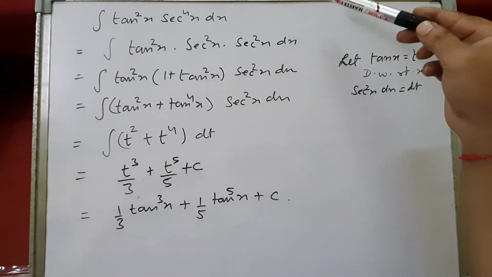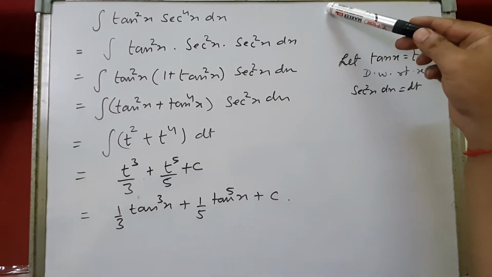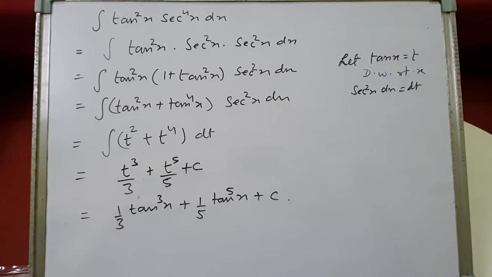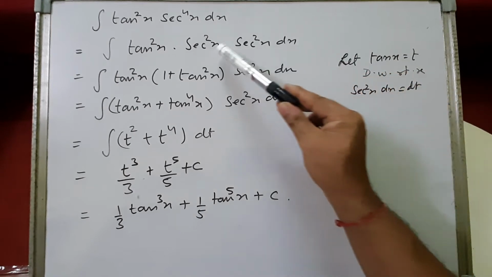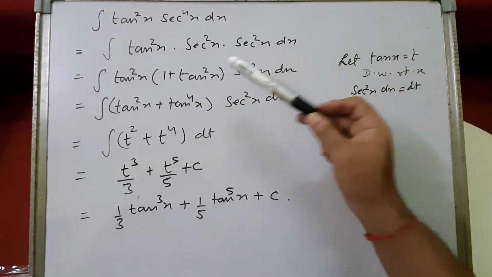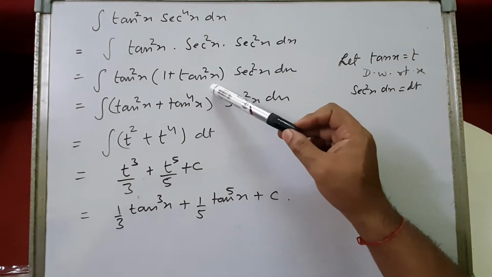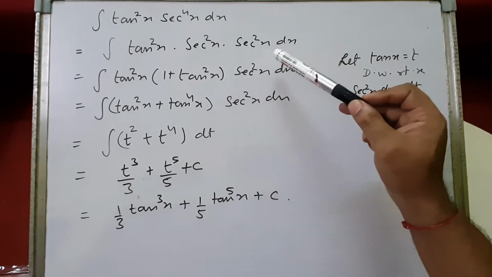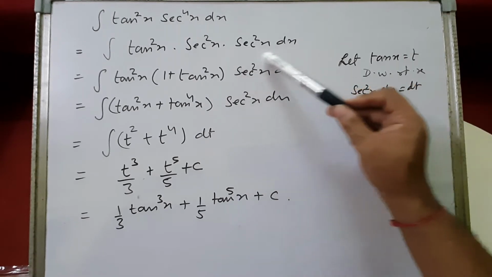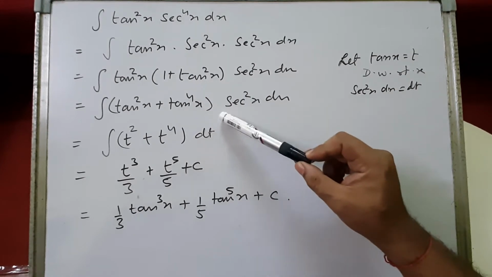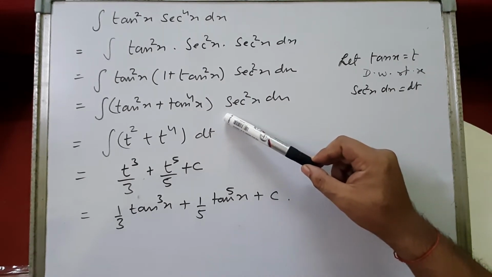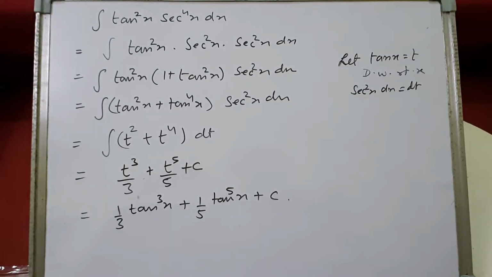Now we have to integrate tan square x sec to the power 4x dx. What we are going to do first is write sec to the power 4x as sec square x into sec square x. One sec square x, when we convert into tan, we can write as 1 plus tan square x. We leave the other sec square x. So when we multiply tan square inside the bracket, we'll get tan square x plus tan to the power 4x, in bracket, into sec square x dx.